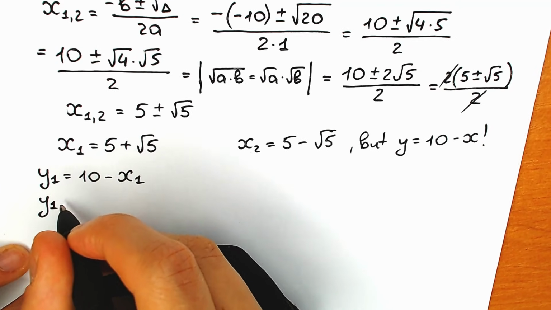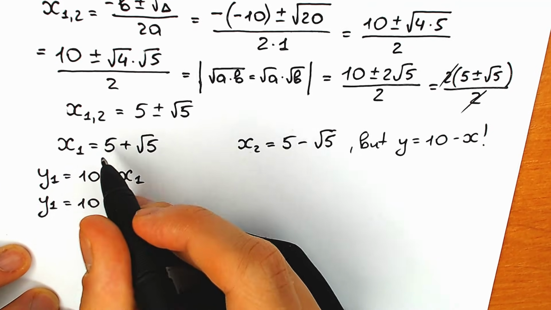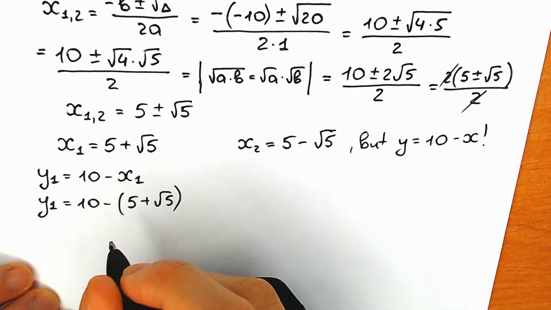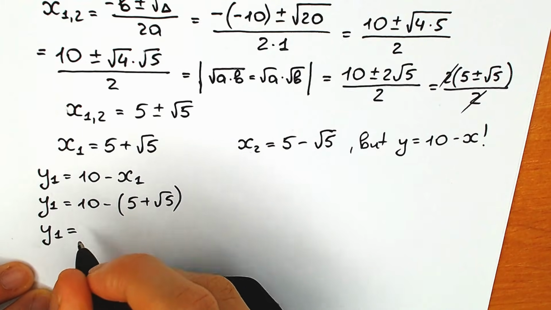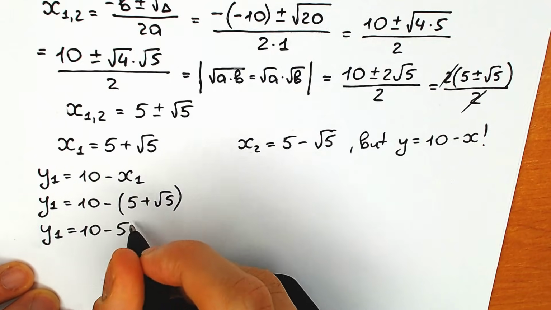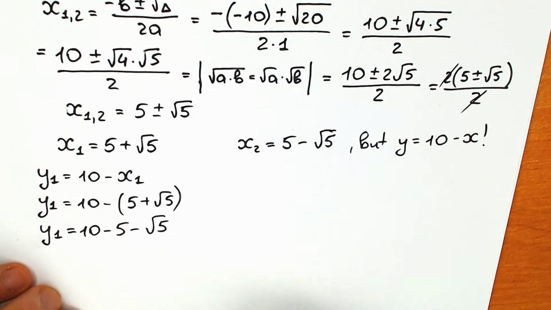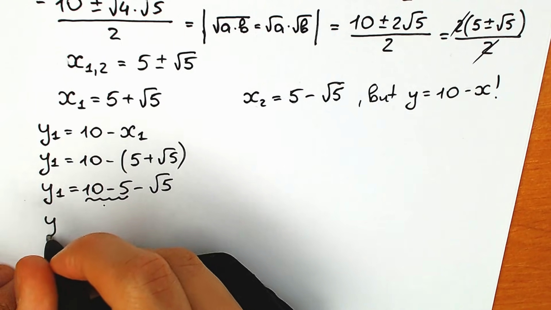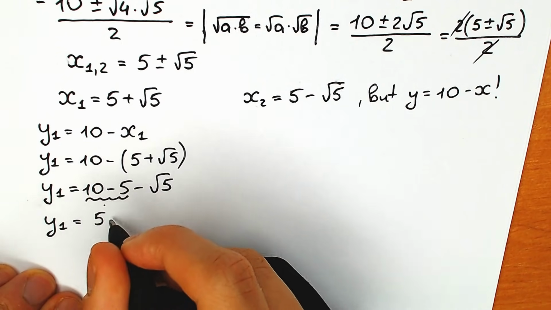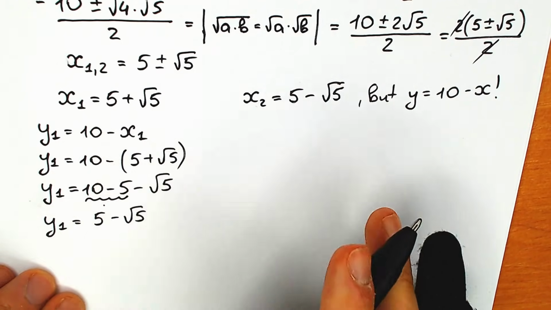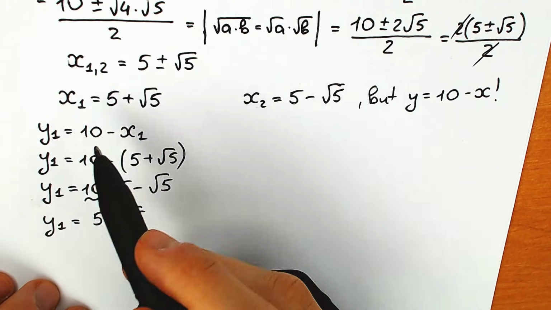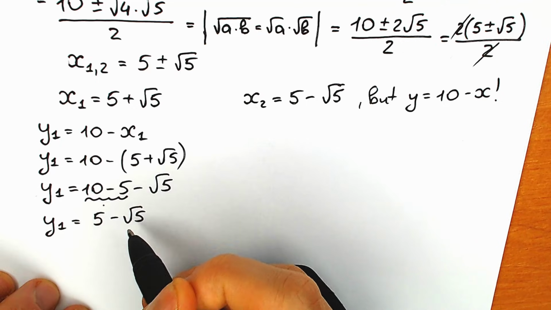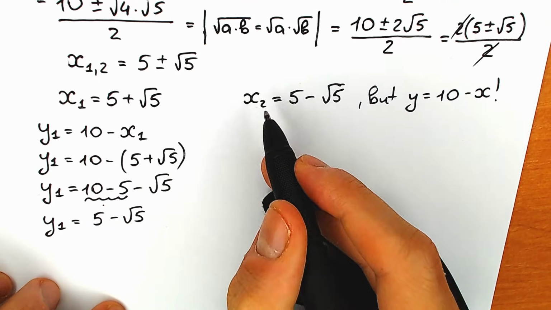So y first equal to 10 minus x first, minus this one, 5 + √5. y first equal to 10 minus 5 and minus √5. Okay, let's simplify this. So 10 minus 5 equal to 5. So y first equal to 5 - √5. As you can see right here, we have a symmetrical answer, because here 5 + √5, and here 5 - √5.